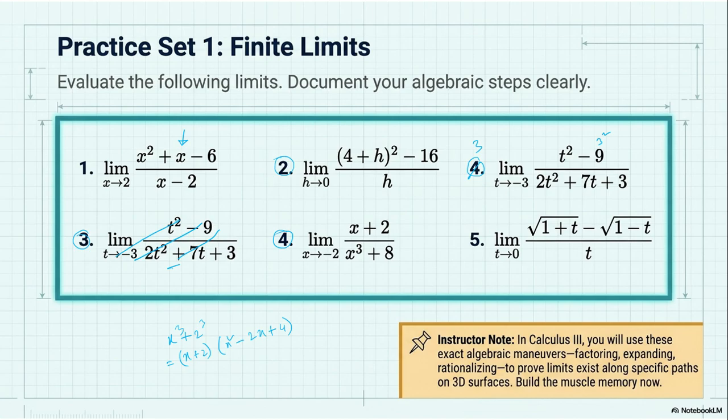And number 5, conjugate, right? We have to multiply numerator and denominator both by the conjugate of root over 1 plus t plus root over 1 minus t.